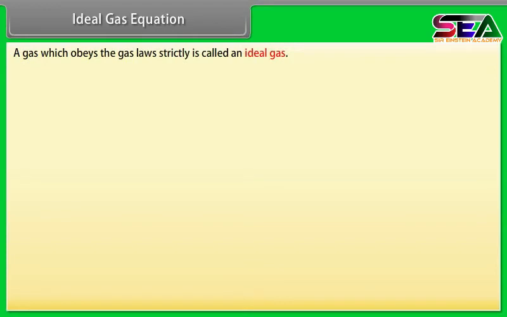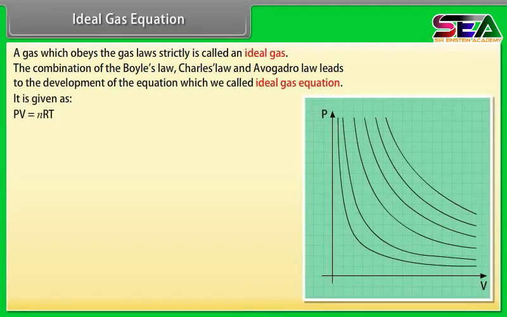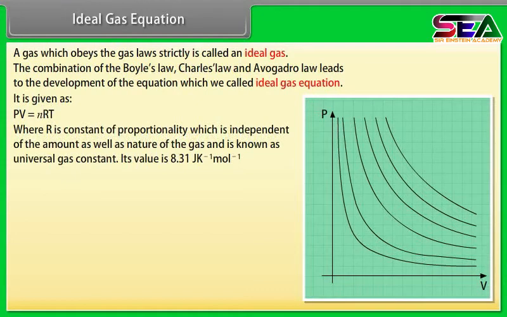Ideal gas equation. A gas which obeys the gas laws strictly is called an ideal gas. The combination of Boyle's law, Charles' law and Avogadro's law leads to the development of the equation which we call the ideal gas equation. It is given as PV is equal to nRT, where R is the constant of proportionality which is independent of the amount as well as the nature of gas and is known as the universal gas constant. Its value is 8.31 joule per Kelvin per mole.